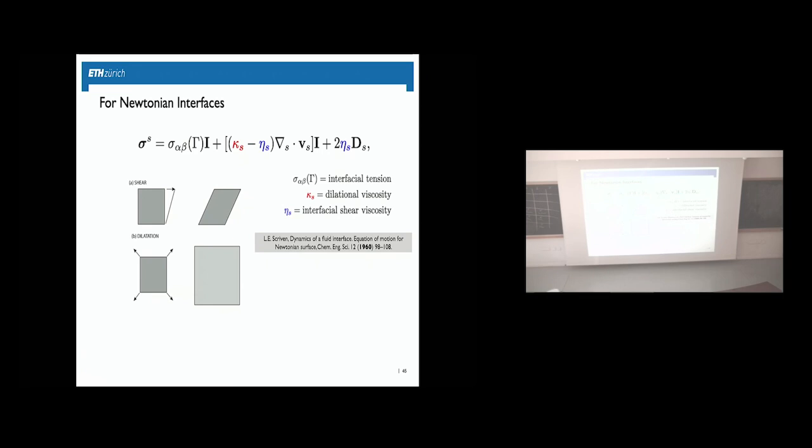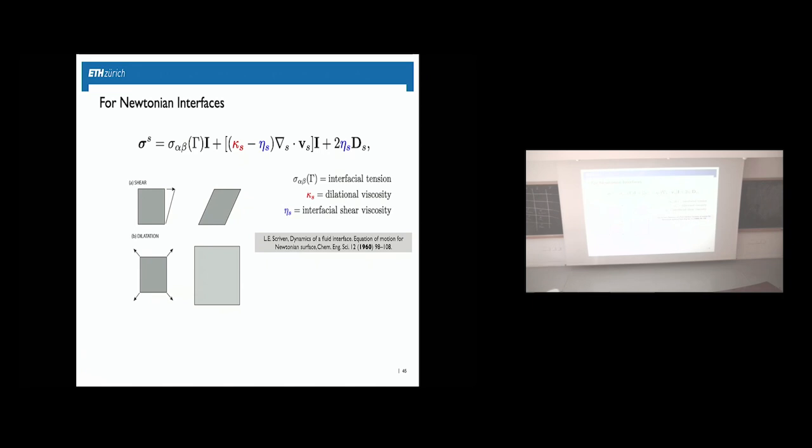I have the surface stress, I have the pressure term, surface tension, isotropic, and then I have a first term that has this nabla s. Nabla is the partial derivative of the surface velocity with respect to position, dvs/dx. It means this measures the divergence of the interface. This is the area change, and I need a viscosity that resists that area change. That is called the dilatational viscosity.